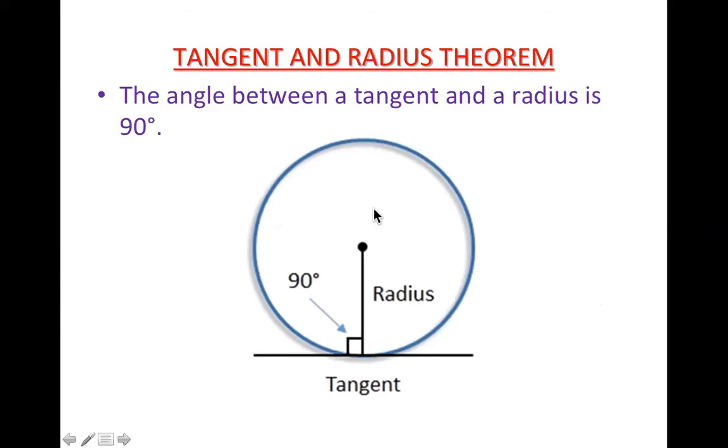So you have a circle that has a radius. This is our radius, and this is the tangent to the circle. If a tangent meets a radius, the angle formed between the tangent and the radius is 90 degrees. That is what we say. Whenever you are answering an exam question, you must remember that the angle between a tangent and a radius is equal to 90 degrees.